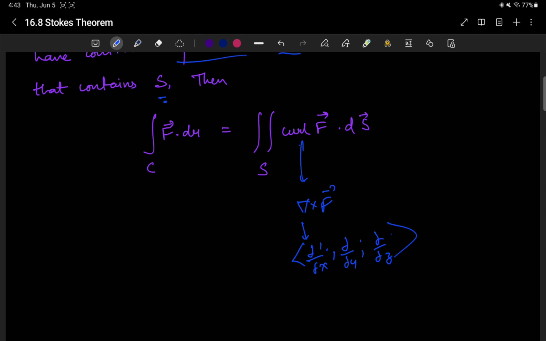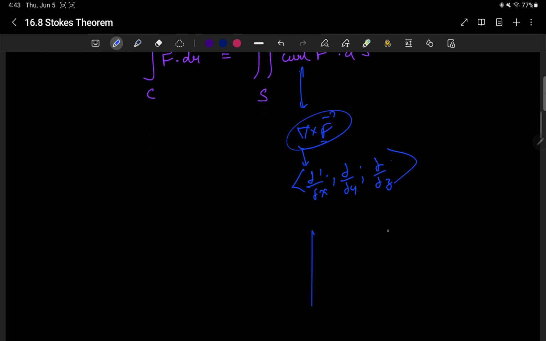Remember in Green's theorem it was del Q over del x minus del P over del y, which is sort of the two-dimensional version of curl. Because when you take curl, it's a cross product. When you take a cross product, you have a determinant. If you look at the determinant, the terms are some stuff minus some stuff, right? So it has a structure quite similar to Green's theorem.